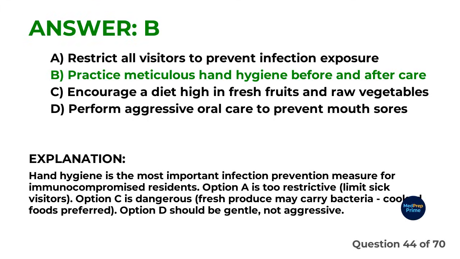Correct answer, B. Hand hygiene is the most important infection prevention measure for immunocompromised residents. Option A is too restrictive; limit sick visitors. Option C is dangerous. Fresh produce may carry bacteria; cooked foods are preferred. Option D should be gentle, not aggressive.